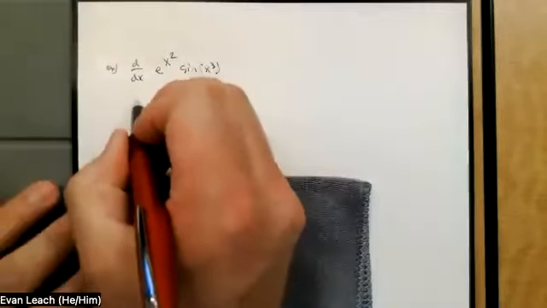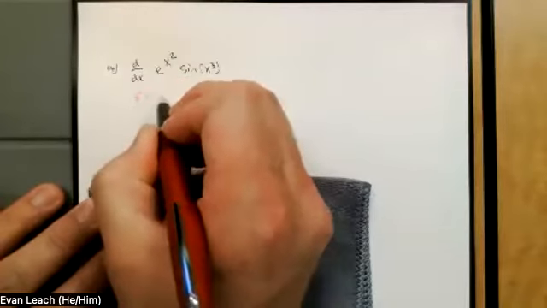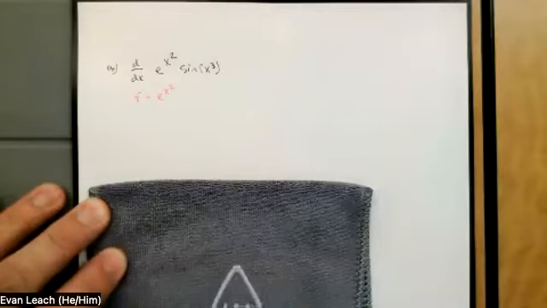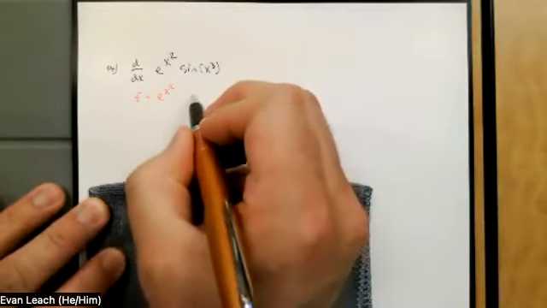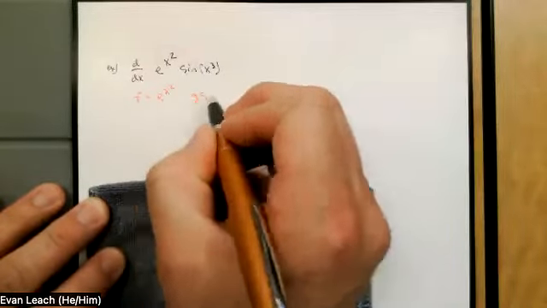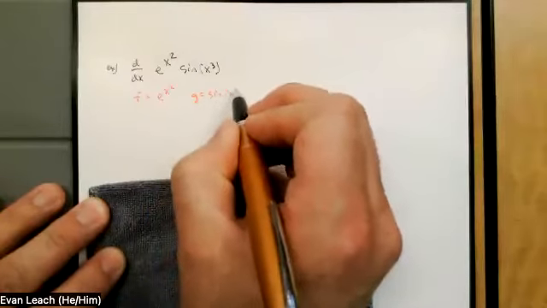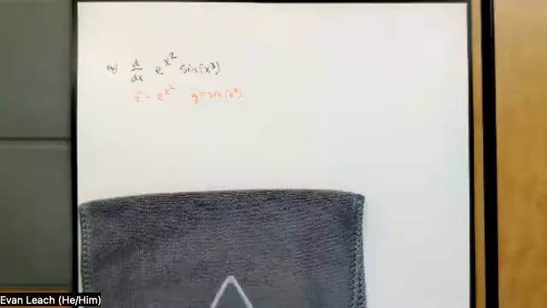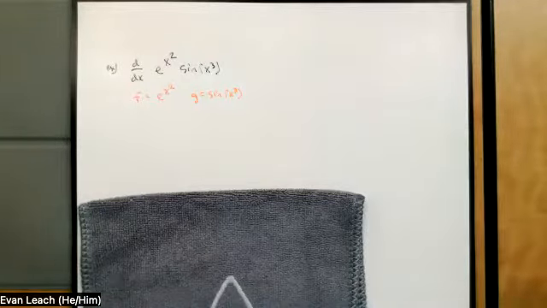So here we're going to say the first is our e to the x squared, and our second is sine of x cubed. So g is going to be sine of x cubed. Now to take these derivatives, to get the derivative of the first and the derivative of the second, we're going to need the chain rule.